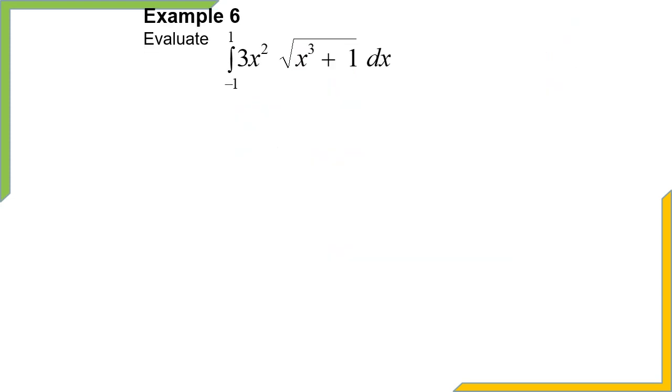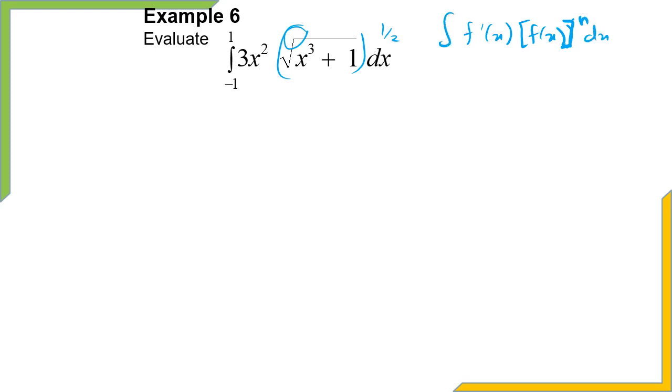So example 6, evaluate the integration of 3x squared multiplied by square root of x cubed plus 1 with respect to x from -1 to 1. Okay, so how do we settle this question? We have a square root here, which means the power of 1 over 2. If we have an expression with a power, then we can use the special formula f prime x multiplied by f x to the power of n.